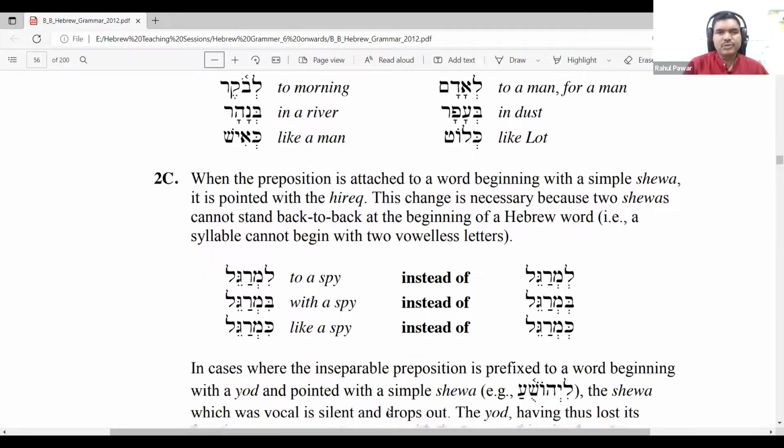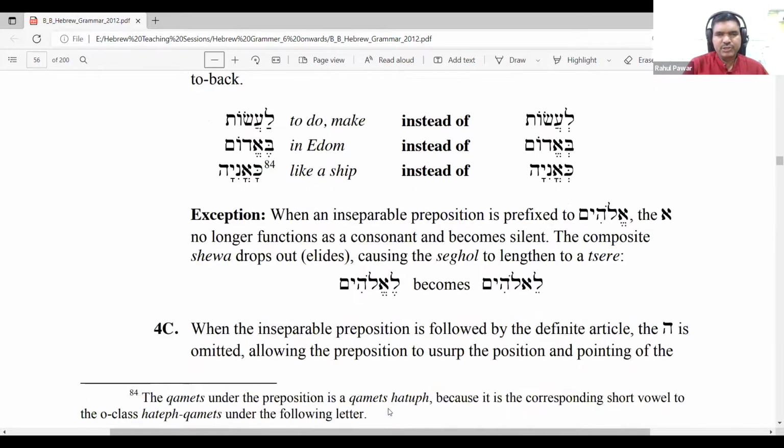Then all the rules, five rules about these prepositions, we have learned already.